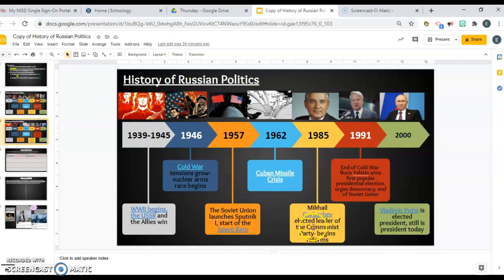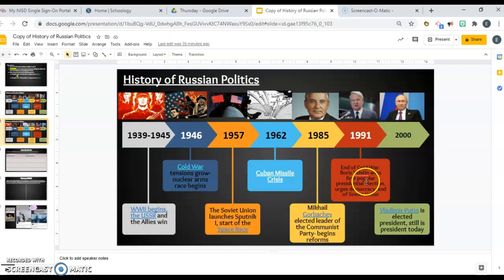1985, Mikhail Gorbachev is elected leader of the Communist Party. He actually wants to make some changes in the Soviet Union, kind of help the Soviet Union with economic and political problems that it had been having. And he still has this intention to keep socialism, which we've talked about before, but it has some other effects.